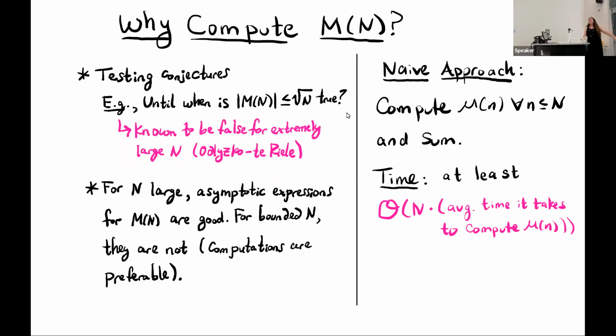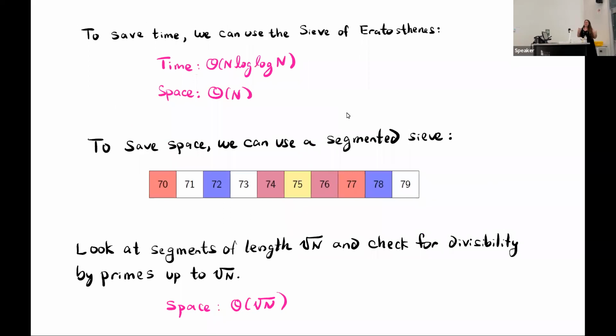The most naive thing you could possibly think of doing when computing M of n is just literally finding all the values of mu of n for values of little n up to capital N and summing them all up. Of course, this is a terribly inefficient algorithm. It takes time at least big O of capital N, the size of your range, times the average amount of time it takes to compute mu of n in that range. So this is not a great algorithm. My job today is to tell you how we can do better than the naive algorithm.